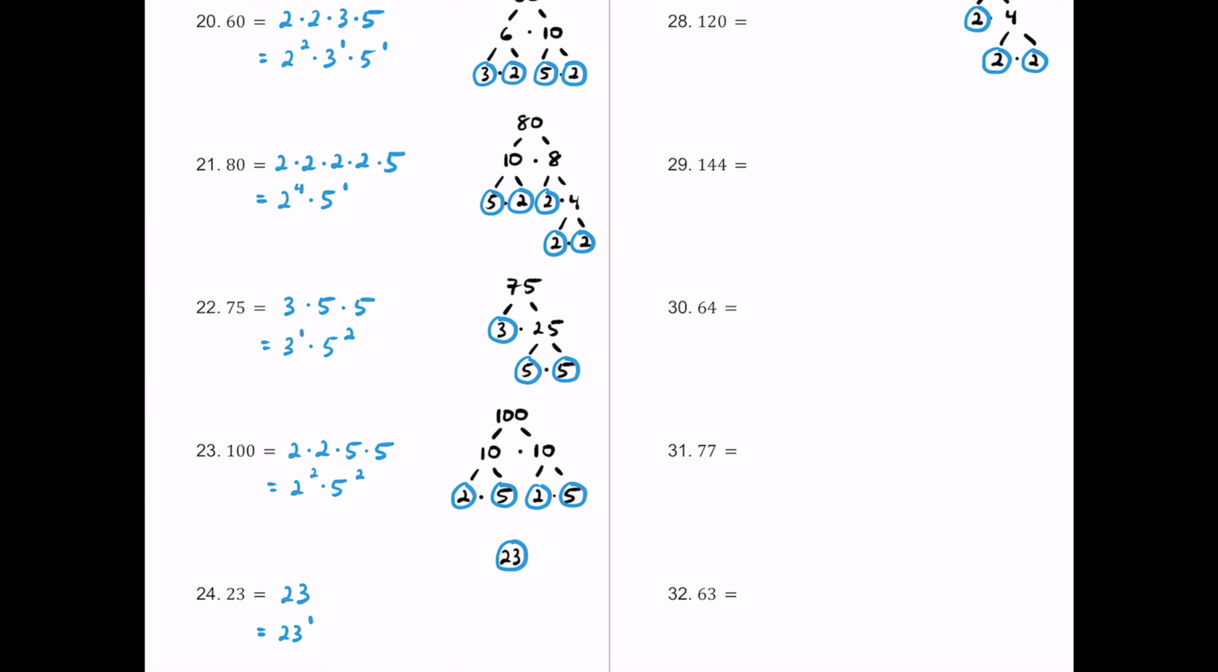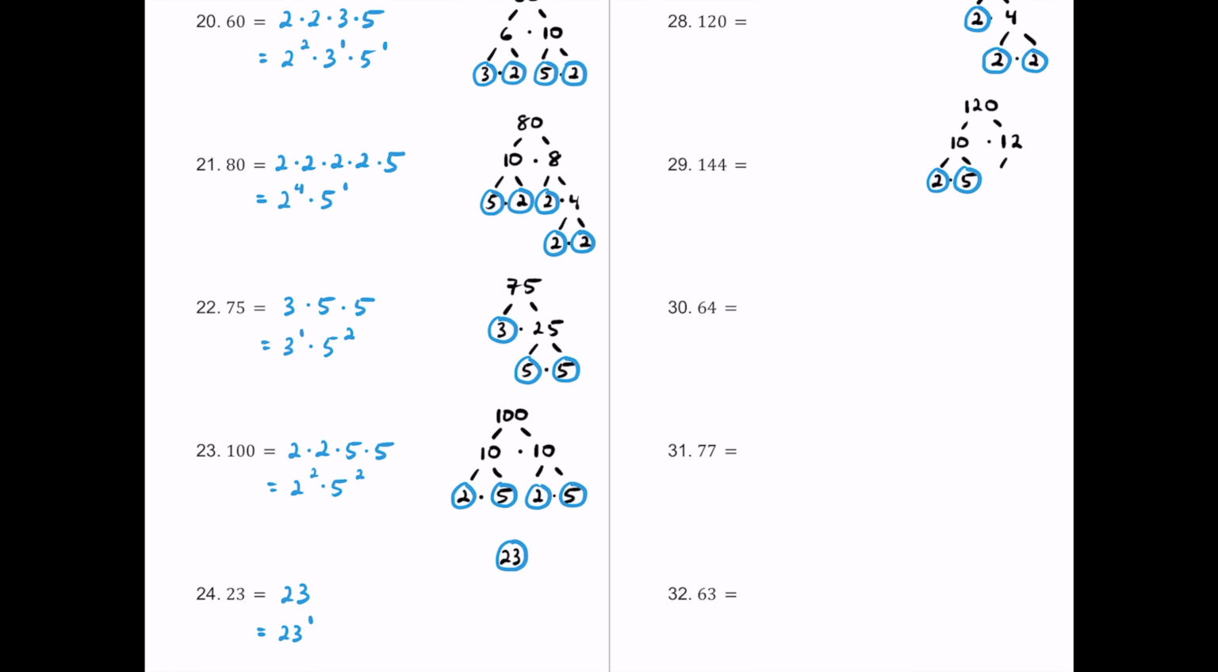For 28, let's see what we got here. We have the number 120. So for 120, this is a pretty big number here. I think we can fit it with all the rest of these. So I'm thinking 10 times 12 would be 120. 10 we can break into 2 and 5. Those are both prime. I'm going to go ahead and circle those.